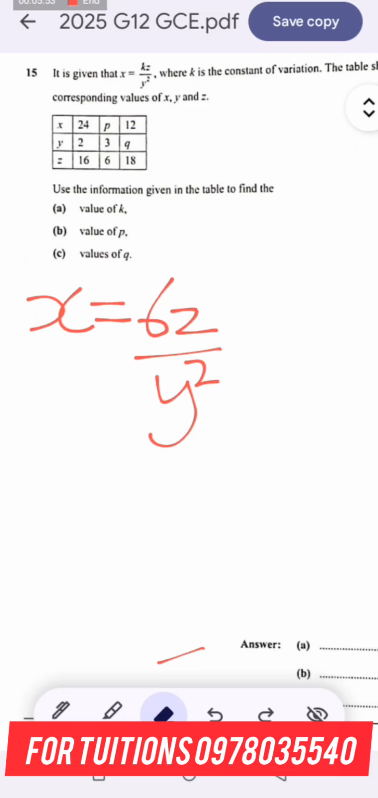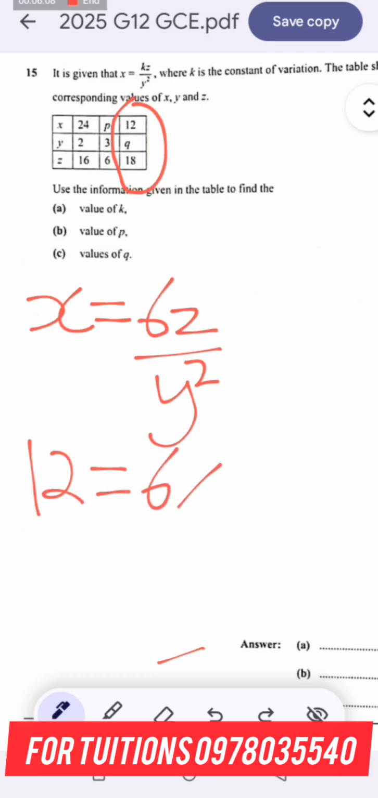Now, I'm looking for the value of Q. Which table has got Q? It's the last table. Now, in this last table, x is what? 12. Y is Q, and Z is what? 18. So where there's X, put a 12 there. Equals 6 times, where there's Z, you are putting 18, over, then where there's Y, you are putting Q. So you're going to get Q power 2.